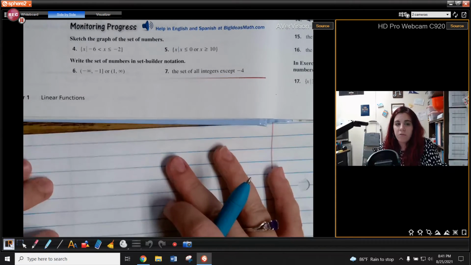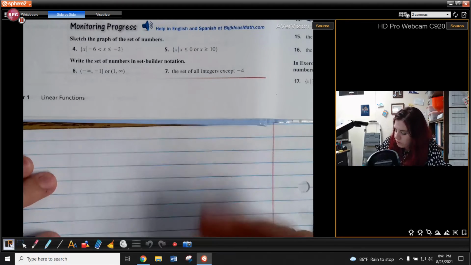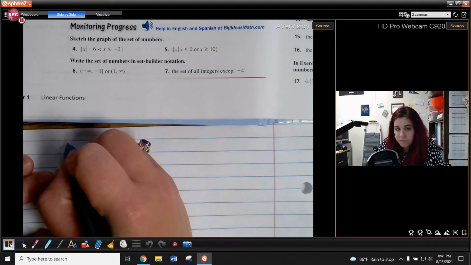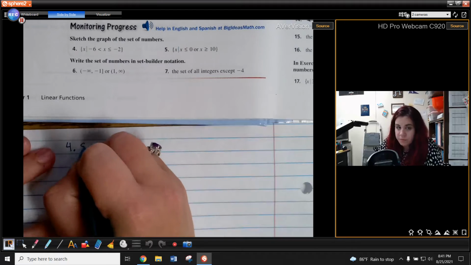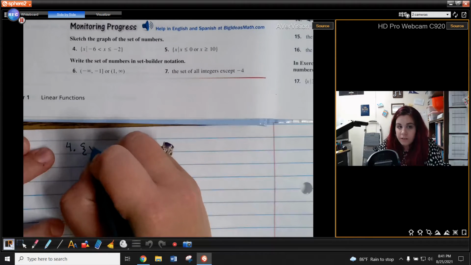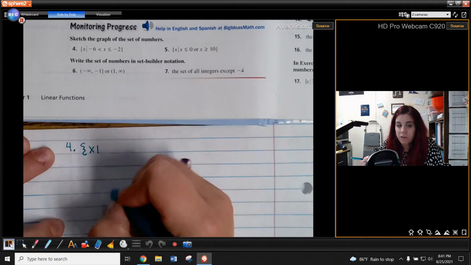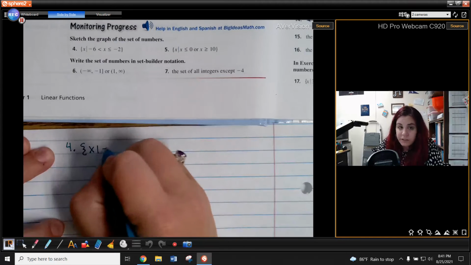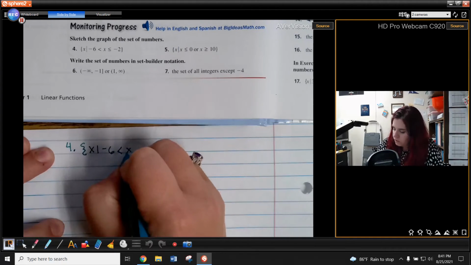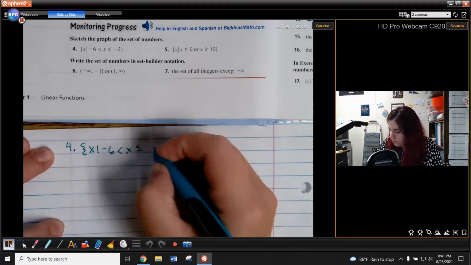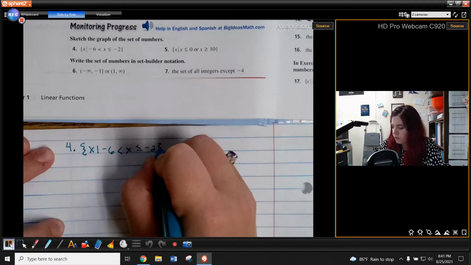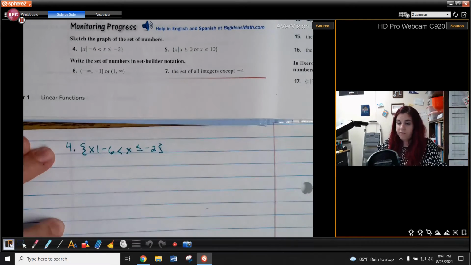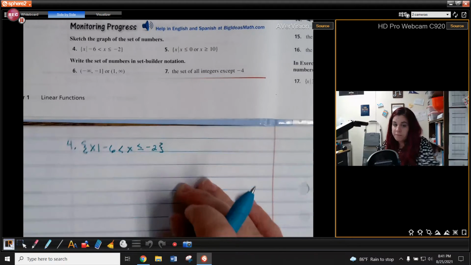Okay, so number 4, it gives me a whole range of things. It tells me all real numbers x such that -6 is less than x and x is less than or equal to -2. And they want me to sketch a graph. So we're going to make ourselves a little number line.